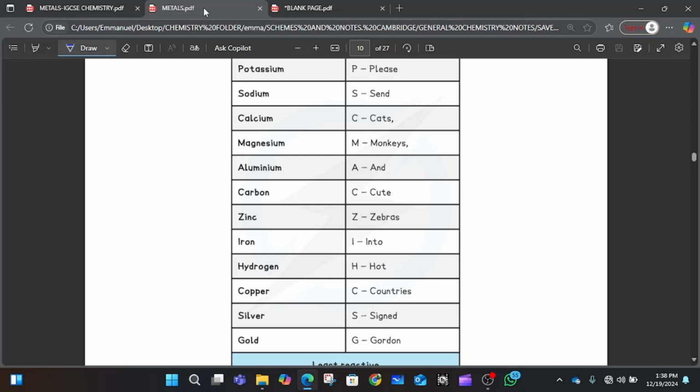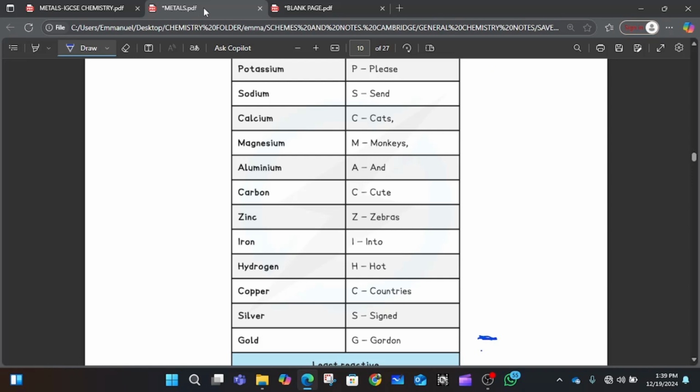This is the commonest reactivity series used in IGCSE Chemistry. The metals have been arranged from the most reactive metal on top to the least reactive metal at the bottom. This reactivity series was deduced by reacting the metals with cold water, steam, dilute acid, and oxygen, and observing the reactions that take place. Based on the reaction, they can tell that one metal is more reactive than another.